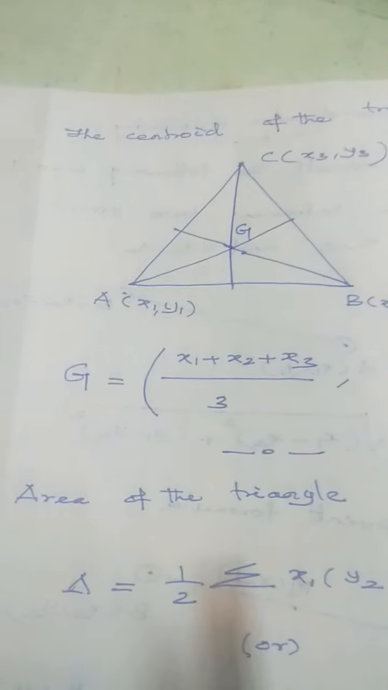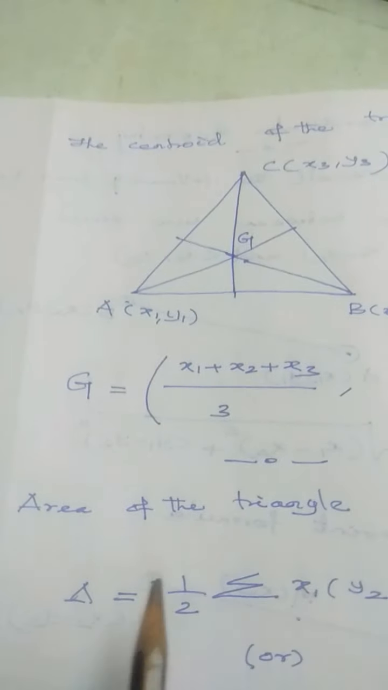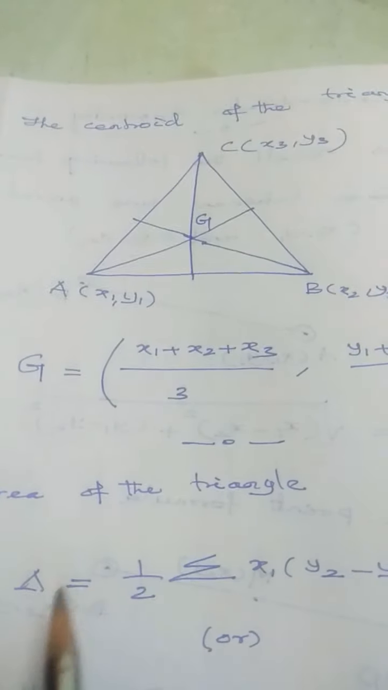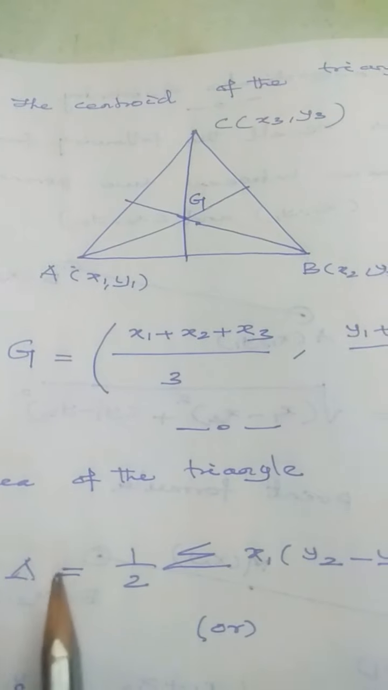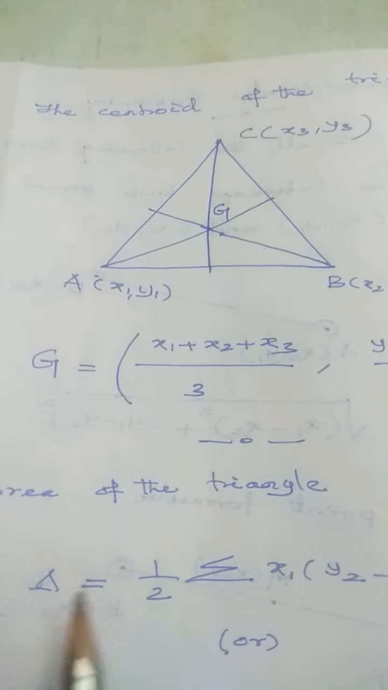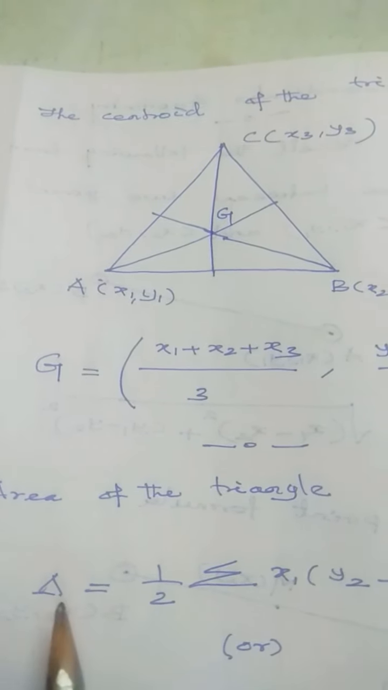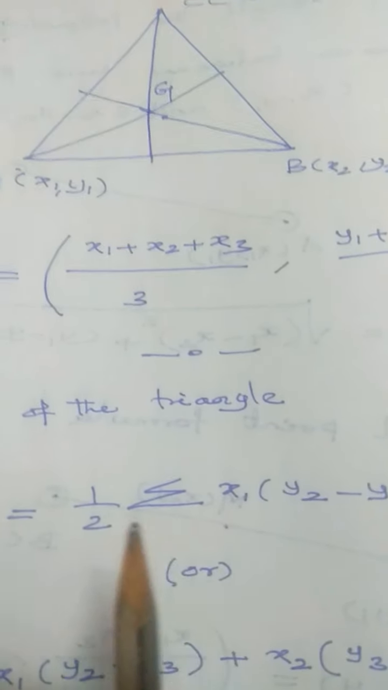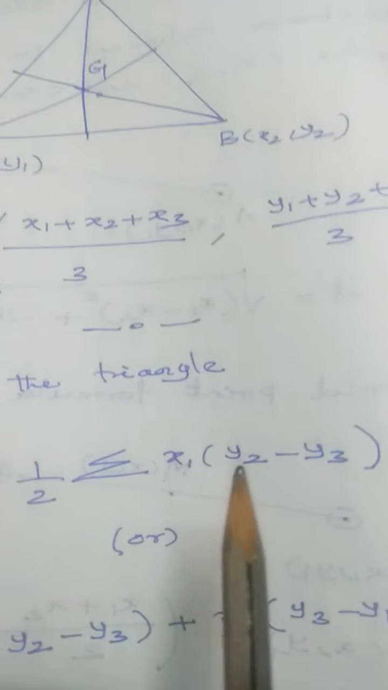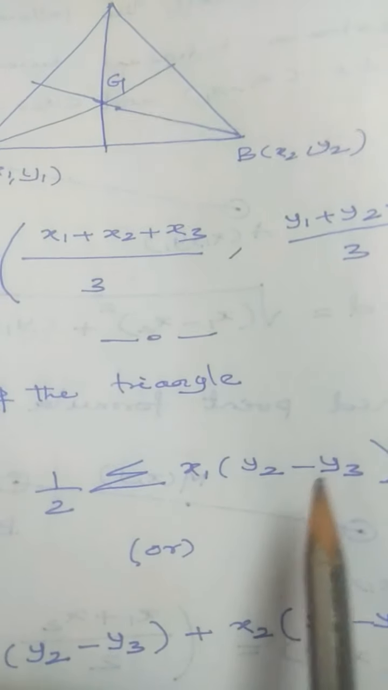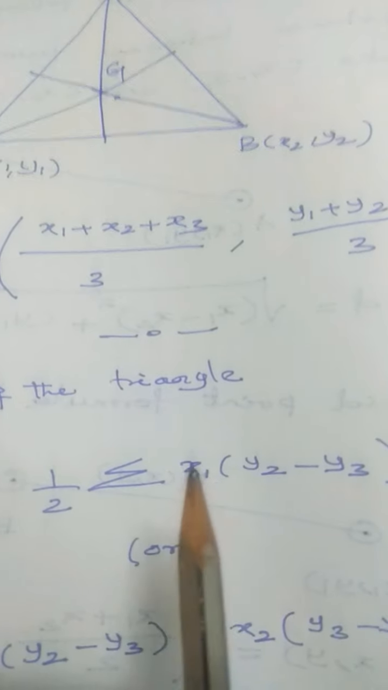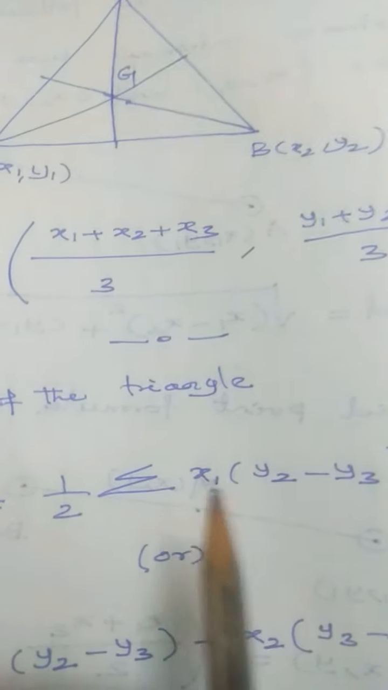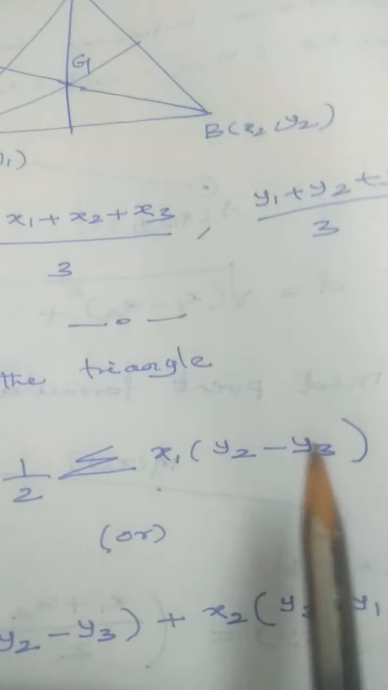Then comes the area of a triangle, and this is a portion in 10th standard. Let us first know the formula to find the area of a triangle, and delta is the symbol for area. This delta is equal to 1 by 2 sigma x1 into (y2 minus y3). You see, x1 in bracket, y2 minus y3.